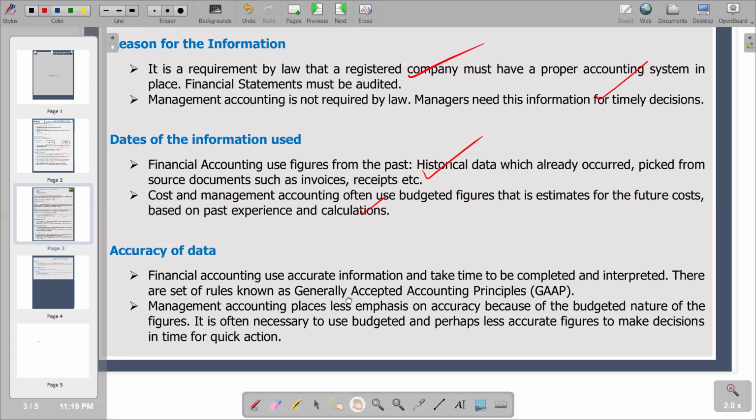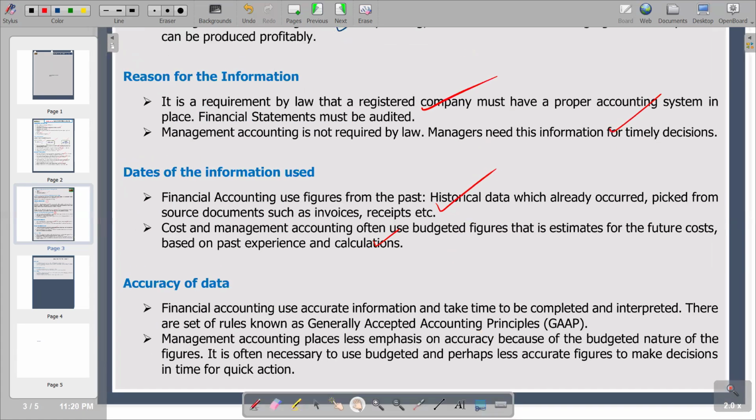Then we have got accuracy of the data now. Accuracy is very vital, very pivotal. So we are saying financial accounting uses accurate information and takes time to be completed and interpreted. There is a set of rules known as generally accepted accounting principles, which is GAAP, that has to be followed, which is different from management accounting. Management accounting places less emphasis on accuracy because of the budgeted nature of the figures. It is often necessary to use budgeted and perhaps less accurate figures to make decisions in time for quick action. So the emphasis on accuracy, we can see it coming into play, is under management accounting. So this is what we have.